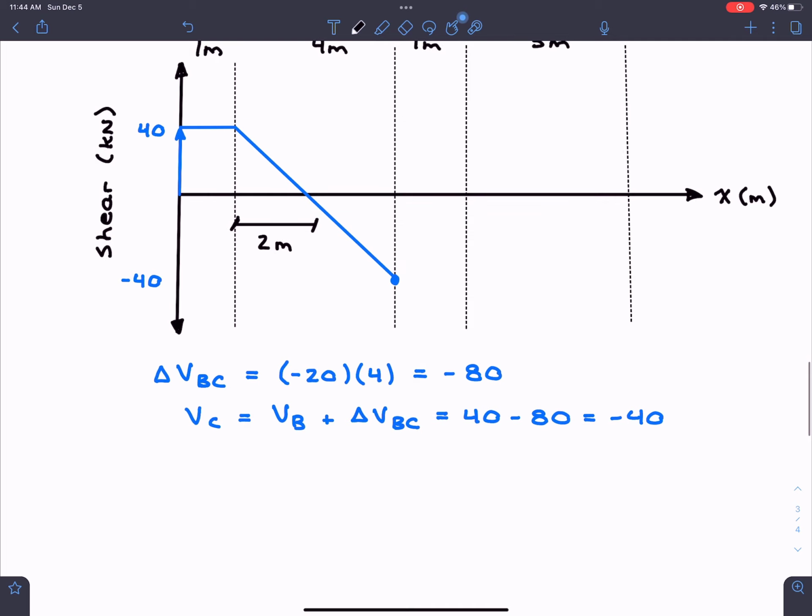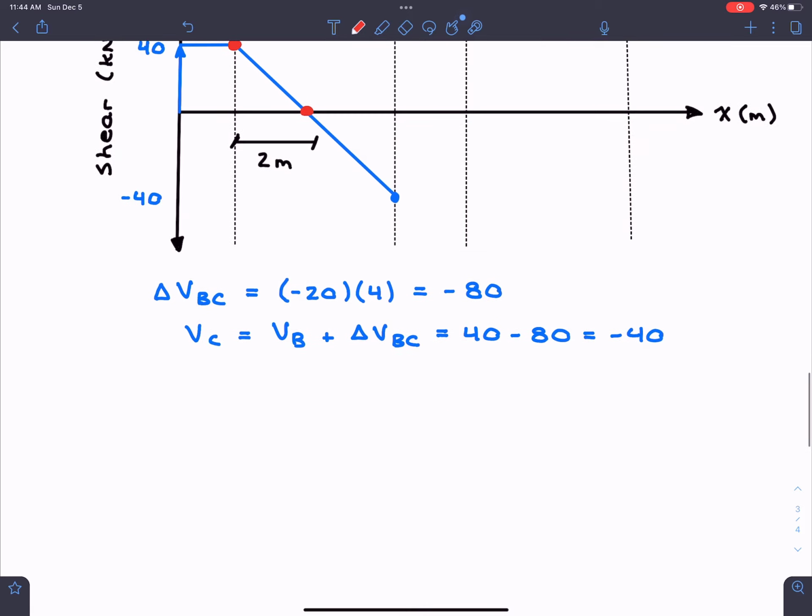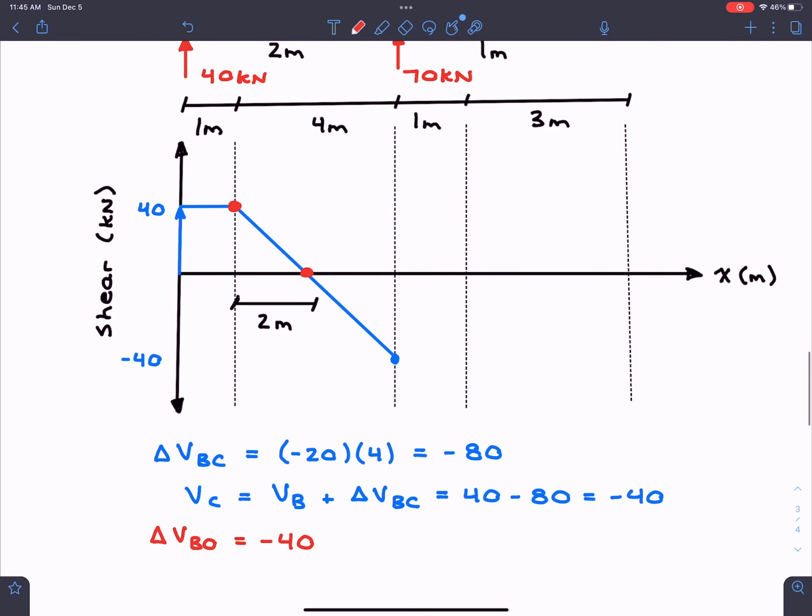Well, basically what we do is we use the same formula that we just did, and I'll do this one in red so you know what I'm talking about. And we can say, okay, if I know the shear at point B here, which is 40, and I know the shear here, which is 0, then I can tell the change in shear between these 2 points. So the change in shear between point B and where our shear is equal to 0 is equal to negative 40. Right? It makes sense. We dropped 40 kilonewtons to get to 0.